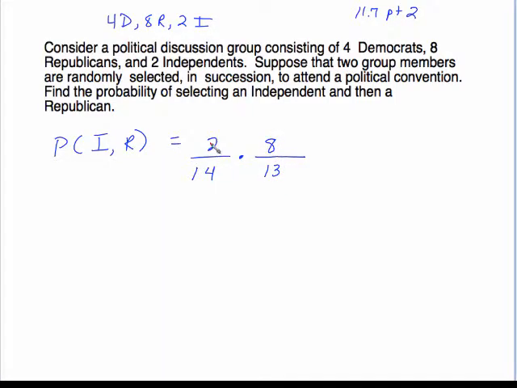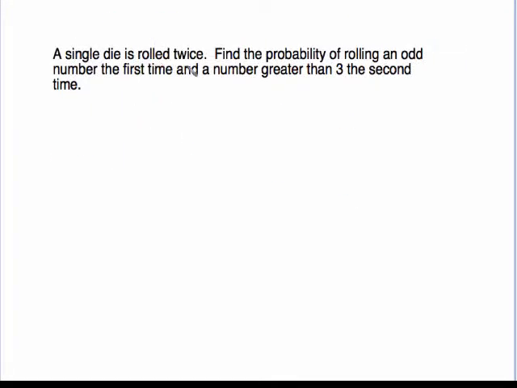There are 8. We are assuming we got that independent on that first pick, therefore it did not affect this right here. All I have to do now is arithmetic: reduce this, multiply this up, and this is 8 over 91.